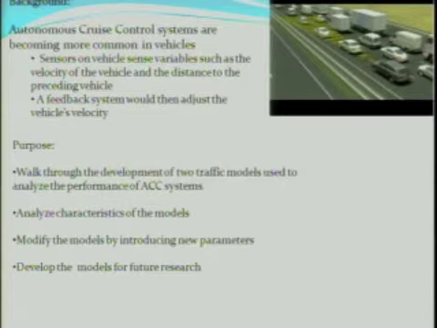In this paper, we will walk through the development of the two traffic models used to analyze this system. We'll also analyze the characteristics of these models. Then we look at ways of modifying these models so that we can improve some of their characteristics. We will then try to develop a framework that would help us analyze these systems in a more rigorous manner, which will probably help us get more specific conclusions about this system.